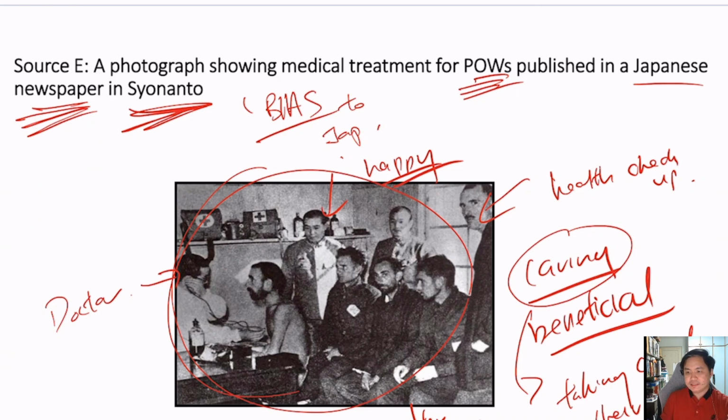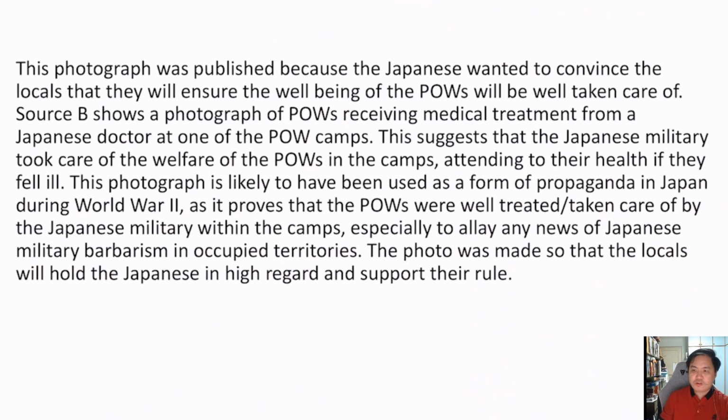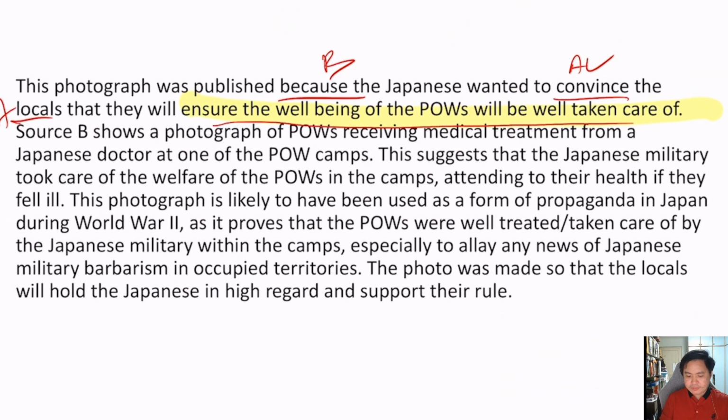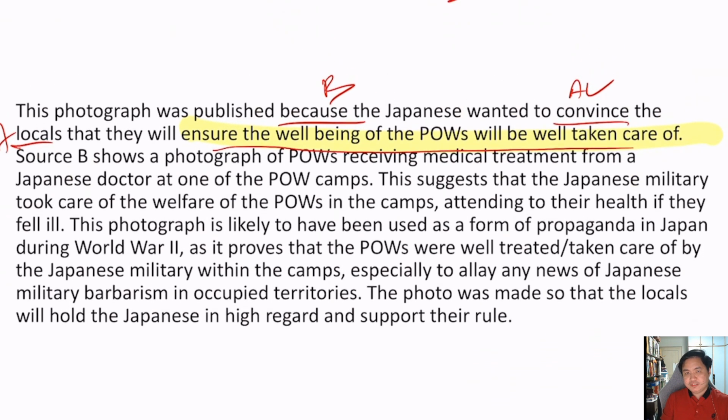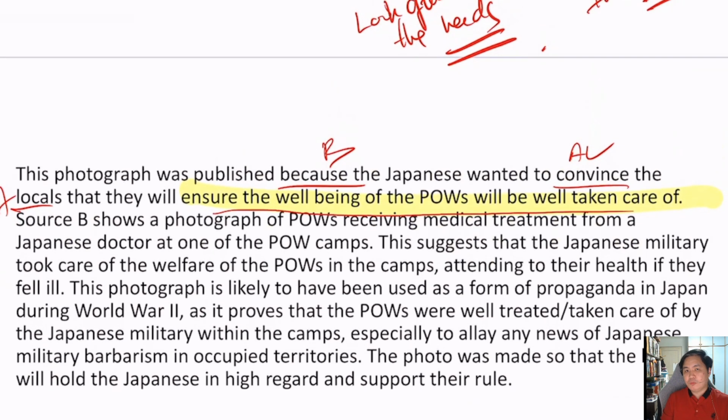So let's look at the answer here. The photograph was published because, I write my because, the Japanese wanted to convince. Here's my action verb, the audience, okay, they will ensure the well-being of the POWs will be well taken care of. So you see, I have a strong message here. This is the opinion of the person who took this picture, that the Japanese will actually take care of the POW. Can you see it's very specific, but yet it's not open to interpretation.